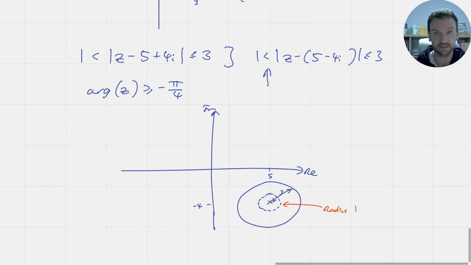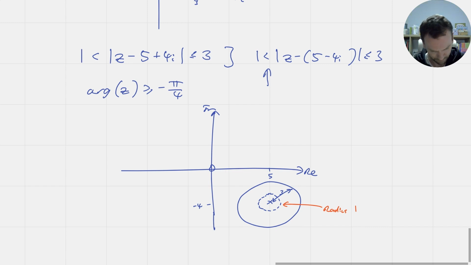There's one extra thing we've got to worry about here, which is this argument. We're told the argument of z is greater than or equal to negative pi over 4. Because it's not z subtract anything, we could write it as z subtract (0 plus 0i), but that would be overkill. We're just measuring from the origin here. So we're going to put on the line, starting at the origin, with an open circle there, going at an angle of pi over 4 below the real axis, because we're looking at the argument being negative pi over 4.